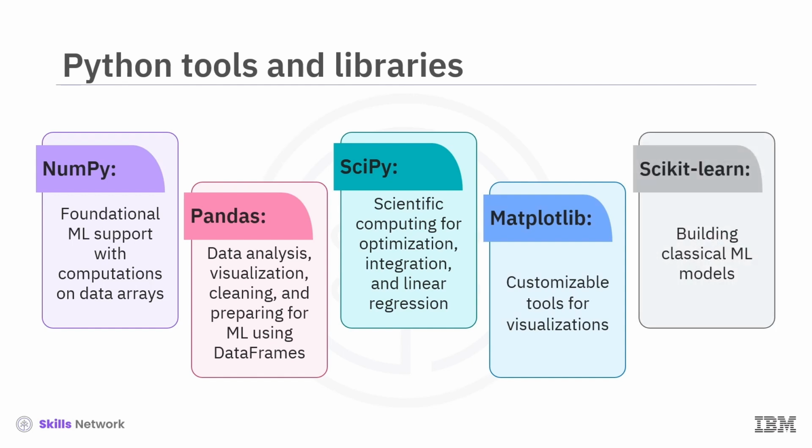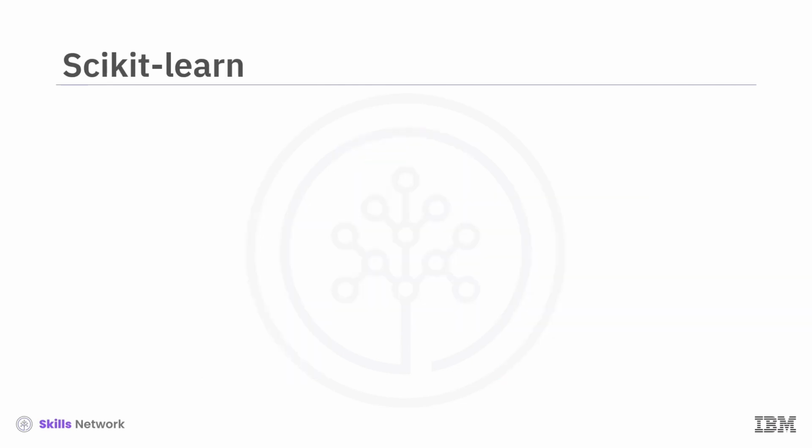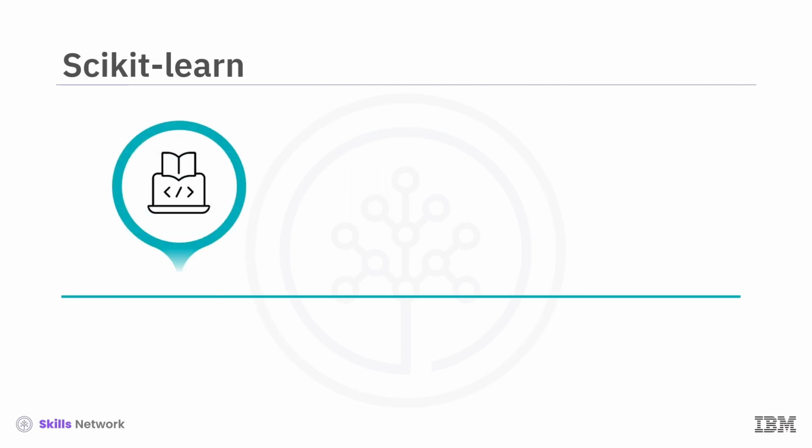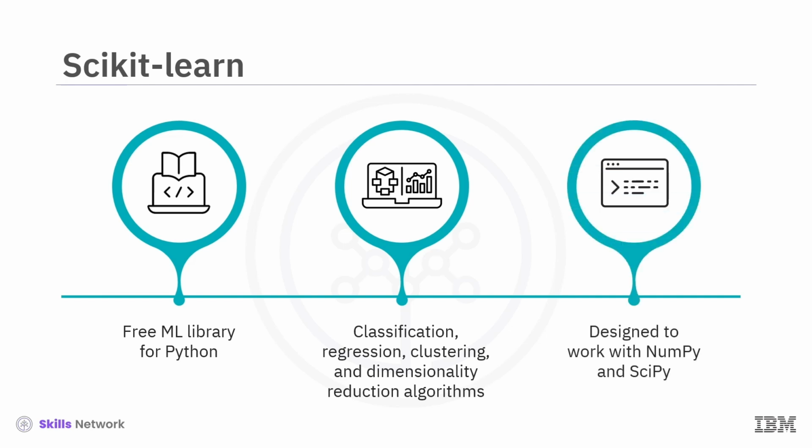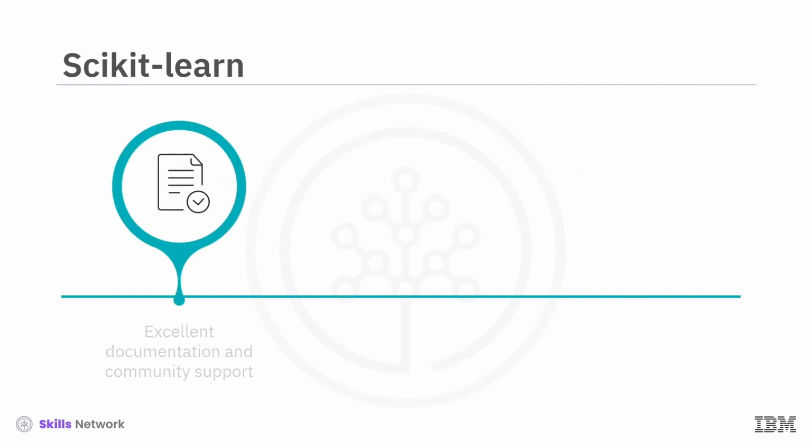Scikit-learn, built on NumPy, SciPy, and Matplotlib, is used for building classical machine learning models. Let's take a closer look at scikit-learn. Scikit-learn is a free machine learning library for the Python programming language. It has a wide, up-to-date selection of classification, regression, clustering, and dimensionality reduction algorithms. It's designed to work with the Python numerical and scientific libraries NumPy and SciPy. It has excellent documentation and a large community support network.